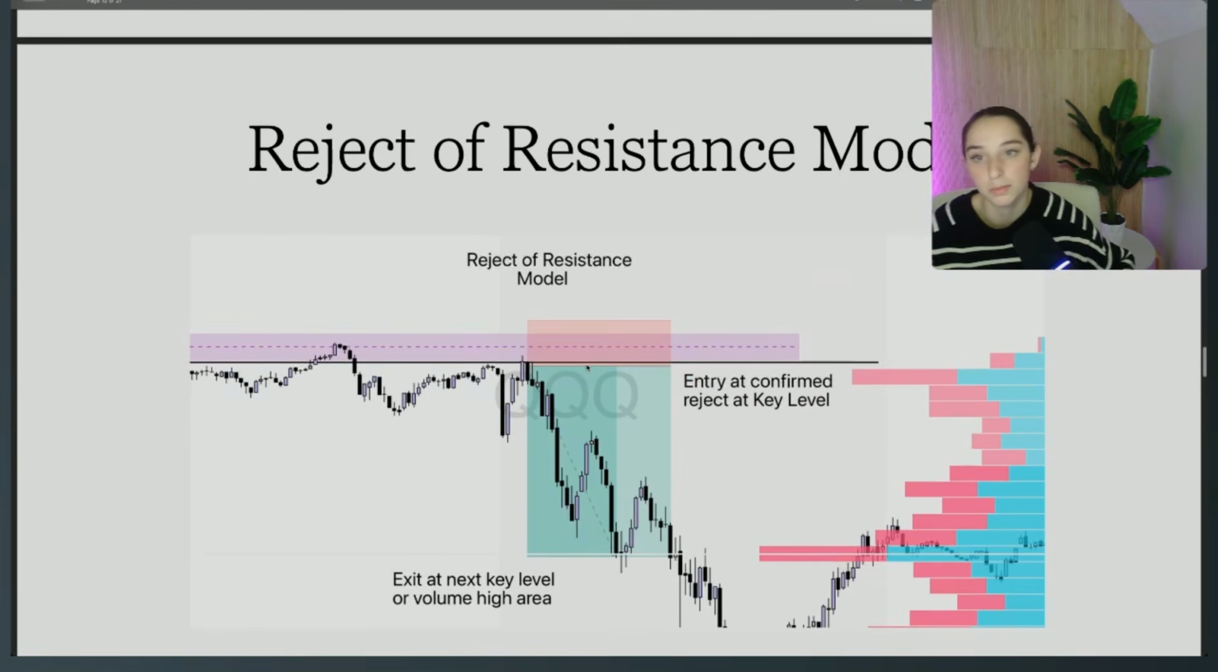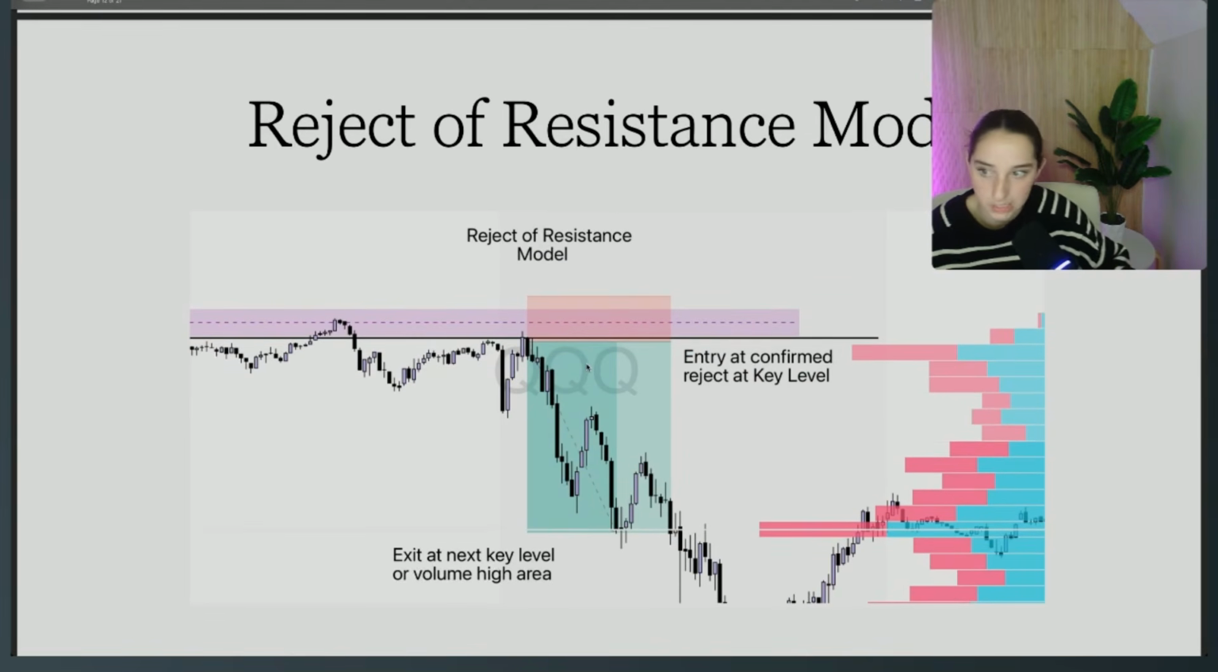And our third model is this reject of resistance. What we see right now is price trading and consolidating around this resistance level and also supply zone. Ideally, we see price trade up into it. We get a very clean and firm reject. We take our trade once we see this candle form. Lots of sellers as well, which was really great conviction. And exit at the next volume high area, which is right here, or any next level that you have marked out, which will be a support level or lower level.